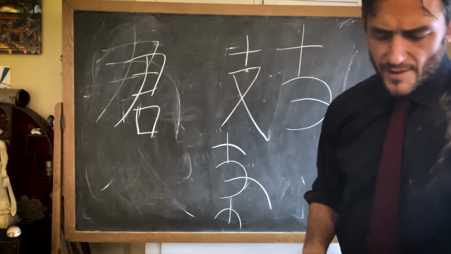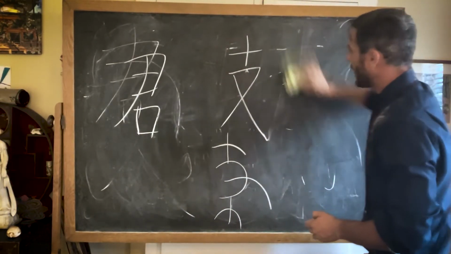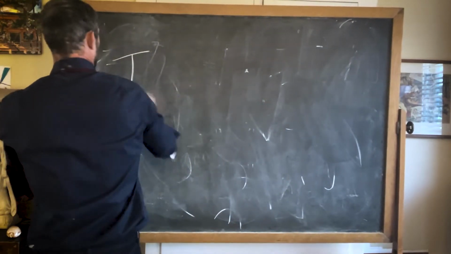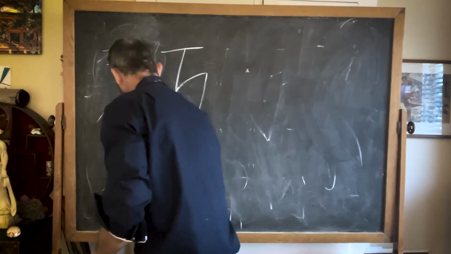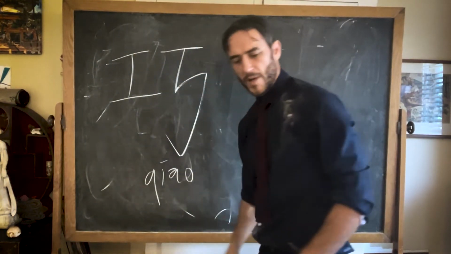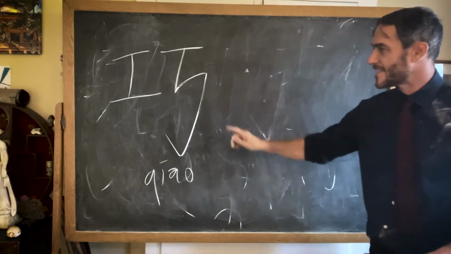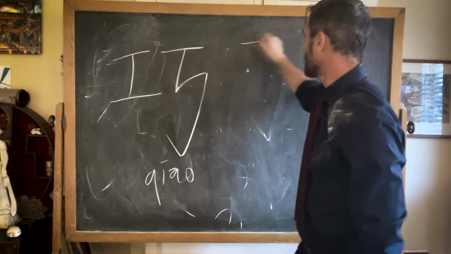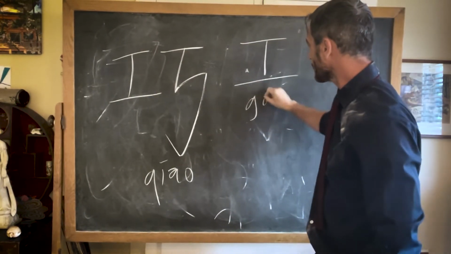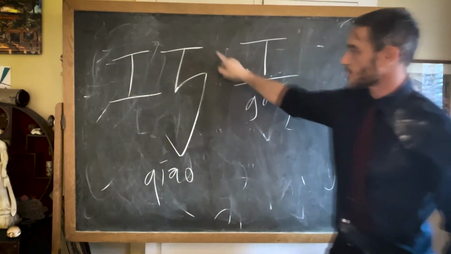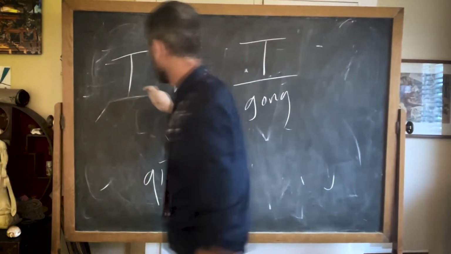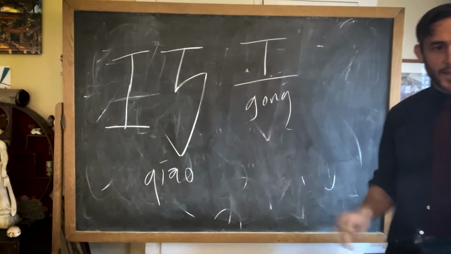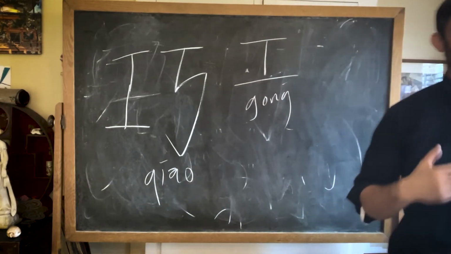And then this next part here, Qiao, I think is very interesting. So Ji is this kind of technique. Qiao is like this knack or something. Here we have this character, Gong, and it plays the part of a radical there. So this is all one character. Gong, this character, means work. So it refers to some kind of work.